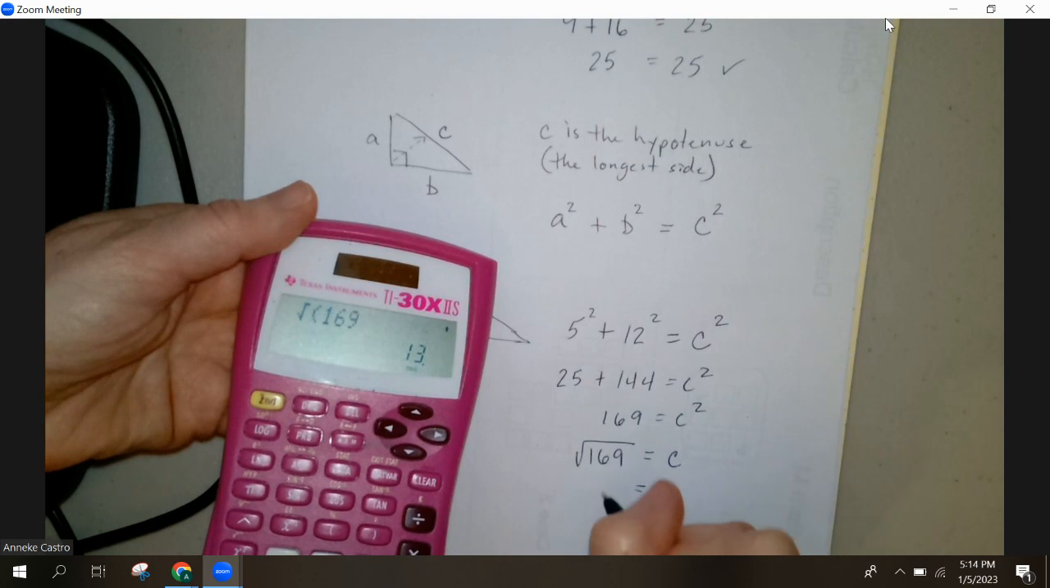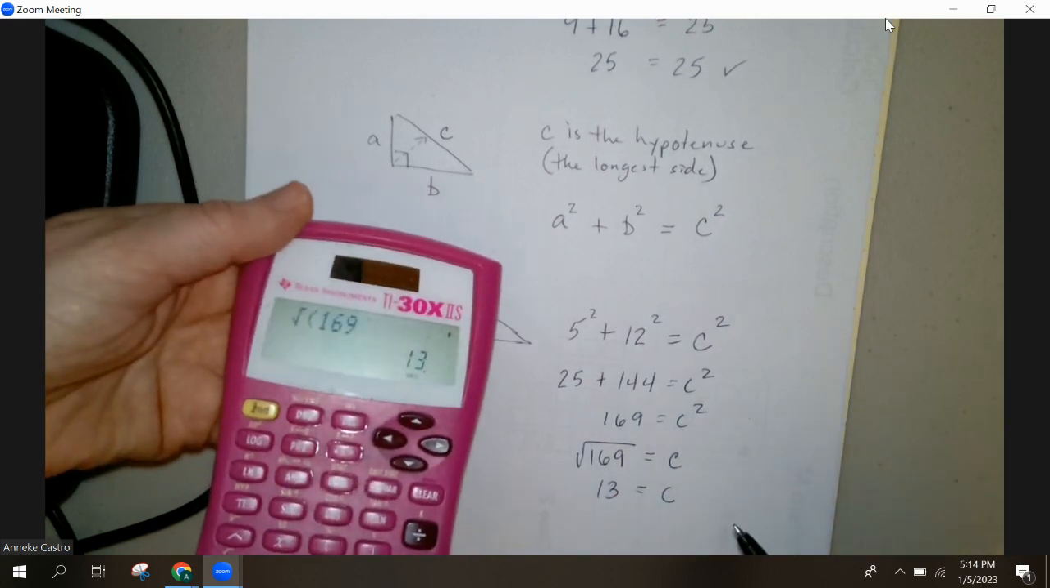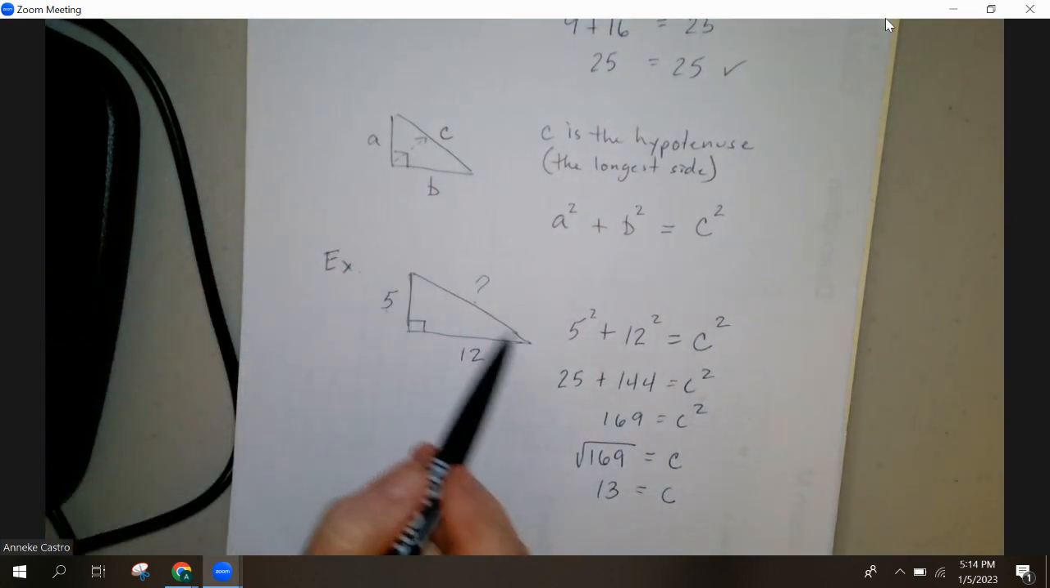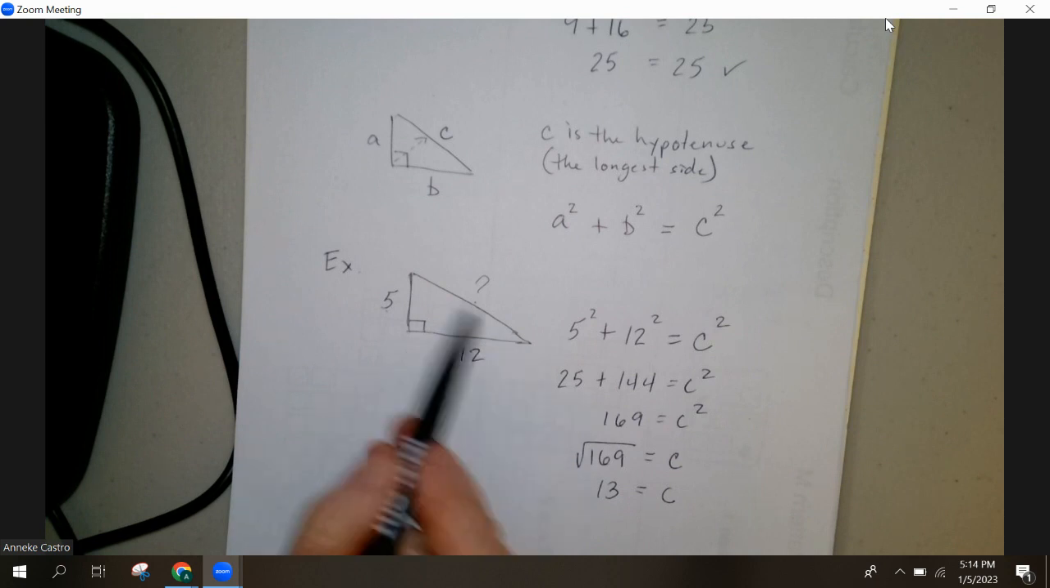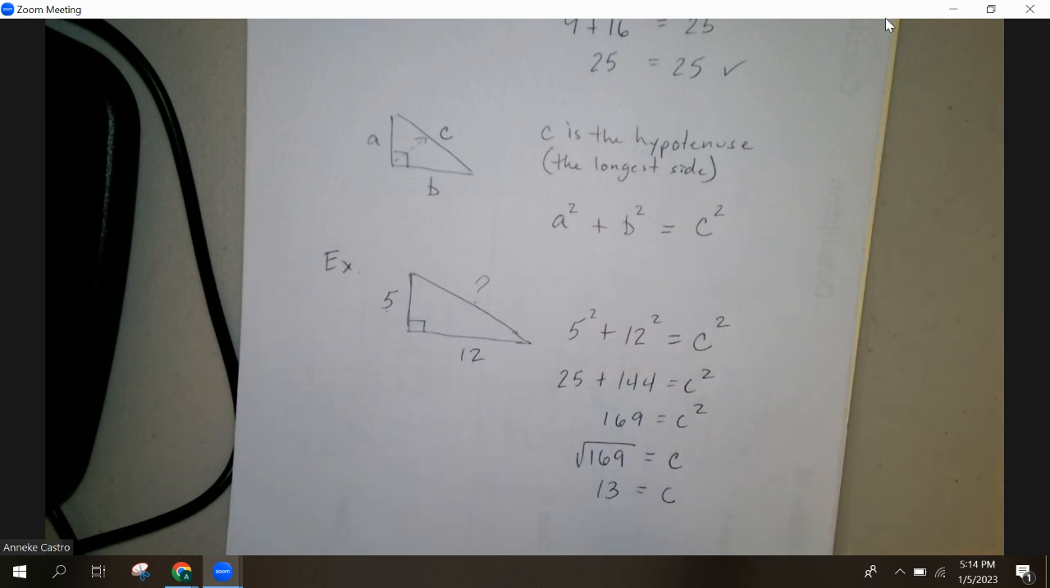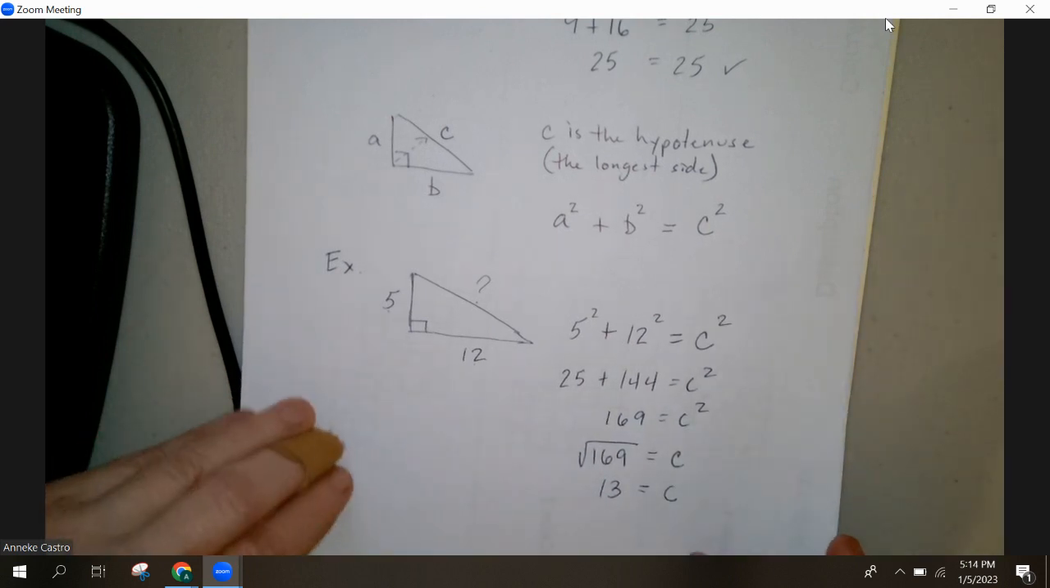So that longest side is 13 units. And that seems reasonable because it's just a little bit longer than this long side. Okay, so that's using the Pythagorean theorem to find the missing hypotenuse. Well, what if I know the hypotenuse and I want to find a missing side? So let's do one of those.